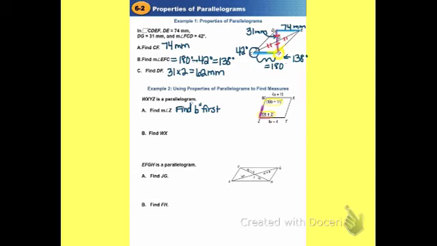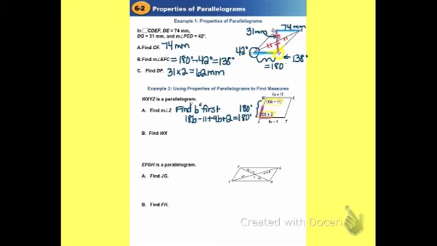Well, those angles are consecutive angles, and that was the property of a parallelogram that said those have to be supplementary. So I could use that fact, and I could write this equation that says 18b minus 11 plus 9b plus 2 must equal 180 degrees. And then I can go ahead and find the value of b.